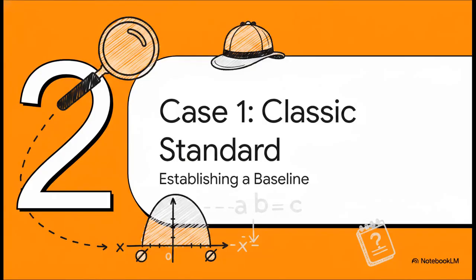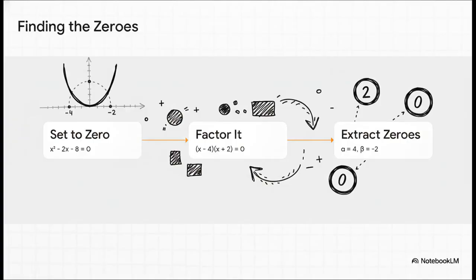Moving on to Section 2. Case 1. The classic standard. Every good detective needs a baseline case to kind of learn the ropes, and this is ours. Let's walk through our first piece of evidence pretty briskly. Step 1, we take our polynomial, x squared minus 2x minus 8, and we set it to 0. Step 2, we factor it out. We basically need two numbers that multiply to -8 and add up to -2. That gives us (x minus 4)(x plus 2). And step 3, we find our zeros. The values that make those brackets 0 are +4 and -2. So, alpha is 4 and beta is -2. Boom, we've got our baseline zeros.